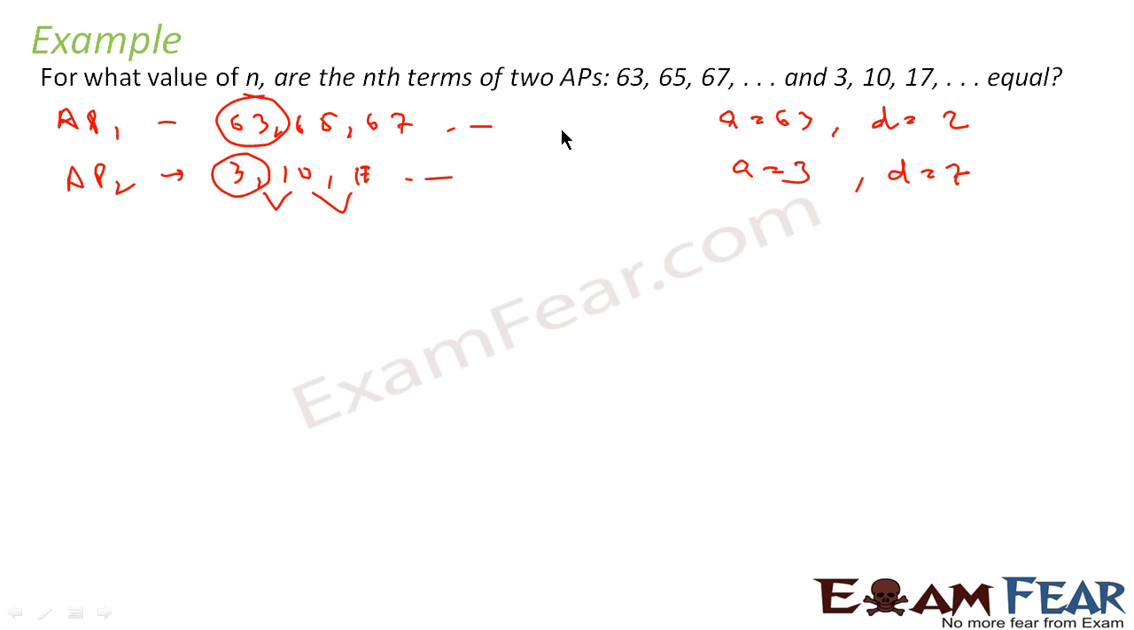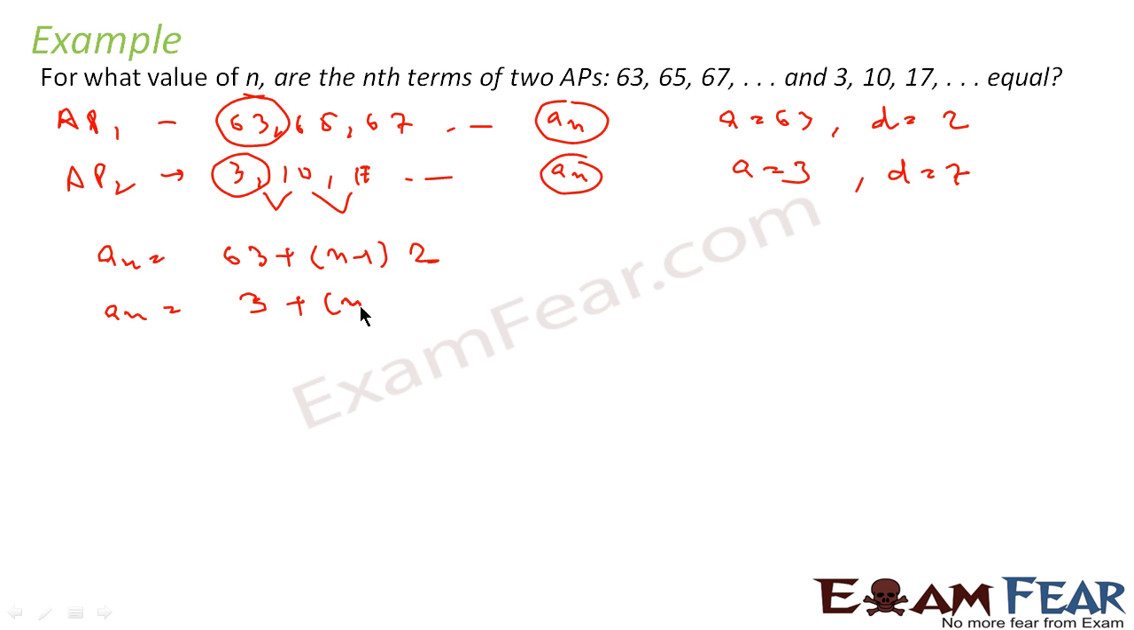The question says there is some nth term in both the APs which are equal. So if you see, the nth term of the first AP is nothing but A plus (n minus 1) D, that is 63 plus (n minus 1) into 2. For the second AP, the An is nothing but A is 3 plus (n minus 1) into 7. The question says that both are equal. So I can equate these two, I get 63 plus (n minus 1) into 2 is equal to 3 plus (n minus 1) into 7.